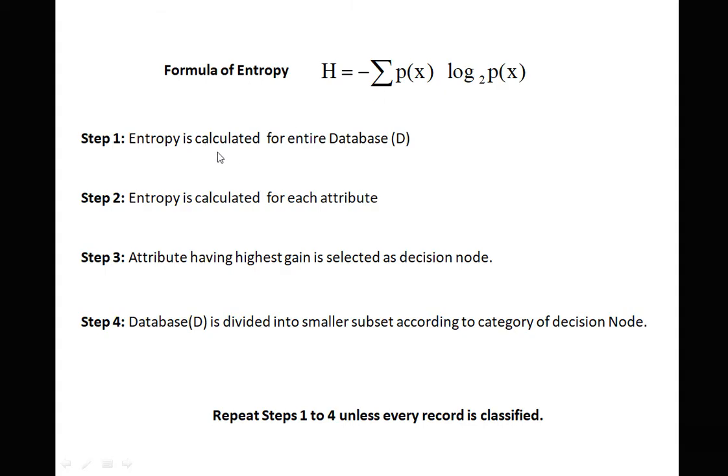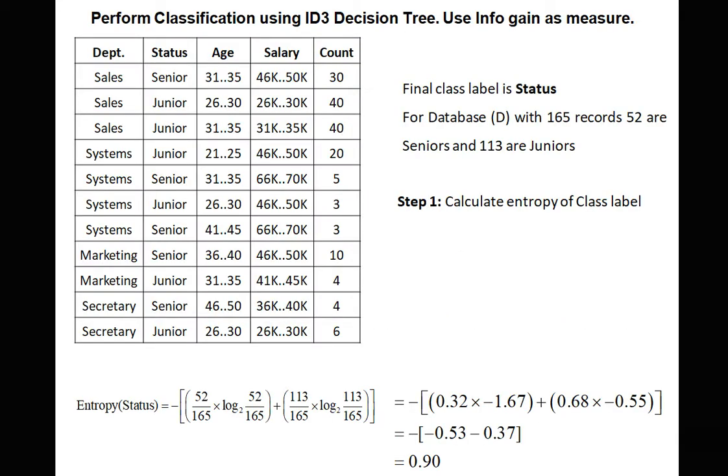There are 4 steps. Step 1, entropy is calculated for the entire database. Step 2, entropy is calculated for each attribute. Step 3, the attribute having the highest gain is selected as the decision node. Gain is nothing but the difference between the entropy of the entire database and each attribute. The attribute having the highest gain is selected as the predictor node or decision node. Step 4, database D is divided into smaller subsets according to the categories of the decision node. Repeat steps 1 to 4 until every record gets classified.